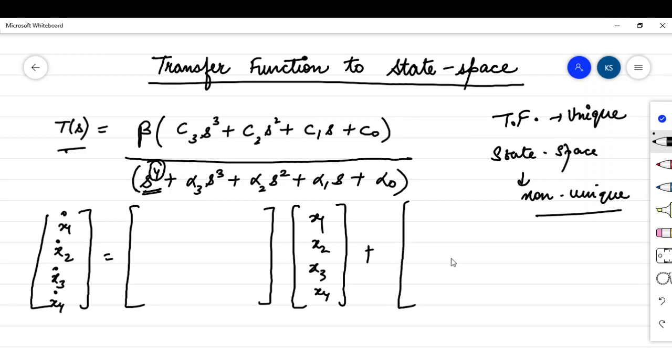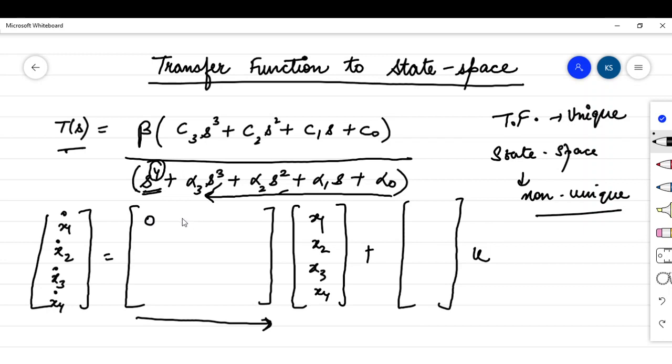Then b into u will be written here. What you have to do is you just have to write the constants associated with s in the reverse order in the last row of the state space model. And you just have to put 0, 1, 0, 0, 0, 0, 1, 0 here, 0, 0, 0, 1 here. And in the last row, you just have to write these constants in the reverse order with negative sign.